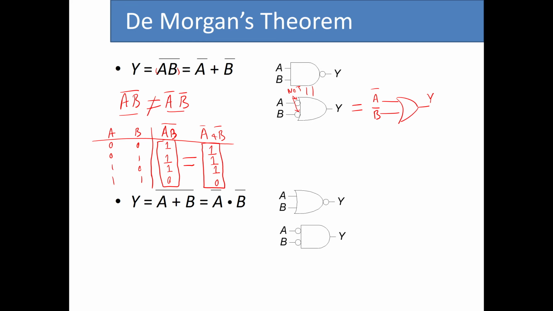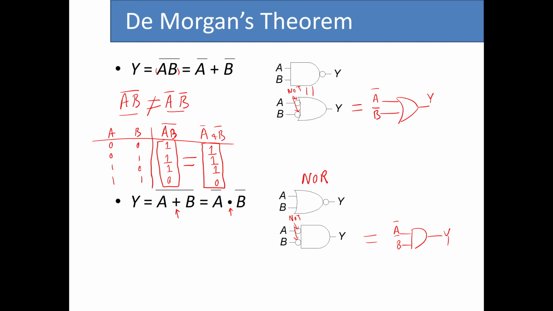Visually speaking, the dual of De Morgan's theorem says that if you NOR A and B, that is equivalent to ANDing the complement of A and B. So again, this one is equal to ANDing A bar and B bar. Again, these circles are signifying the NOT operation.